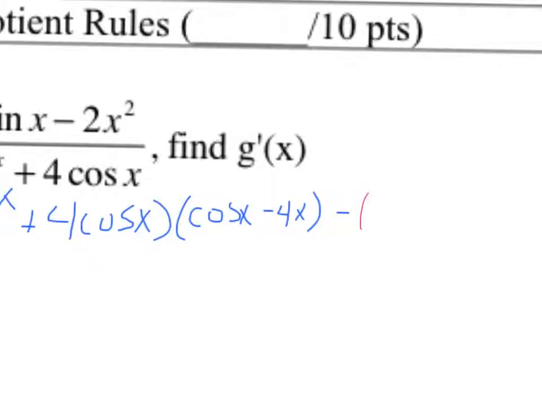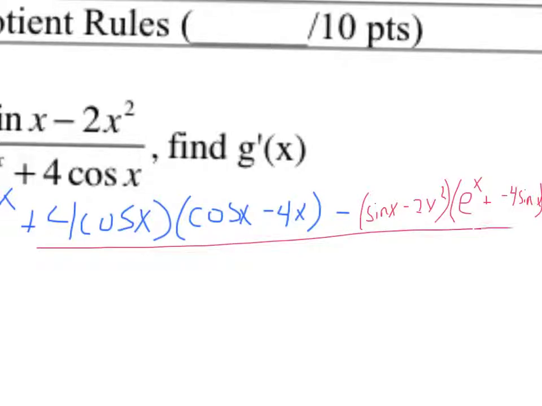The top, so sine x minus 2x squared times the derivative of the bottom. Derivative of e to the x is e to the x. Derivative of 4 cosine x is negative 4 sine x. This is all going to be over the quantity of e to the x plus 4 cosine x squared. At that point, you can stop.